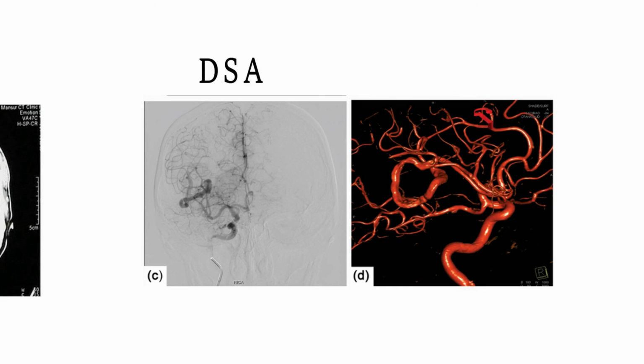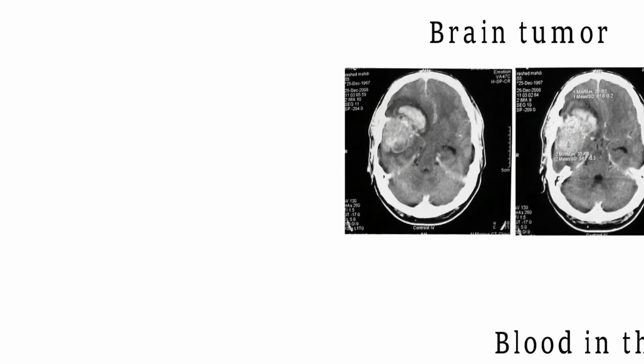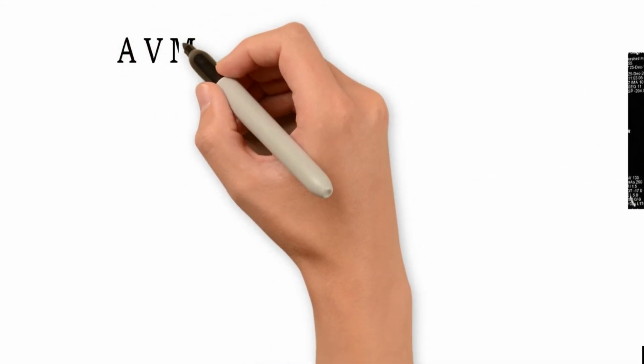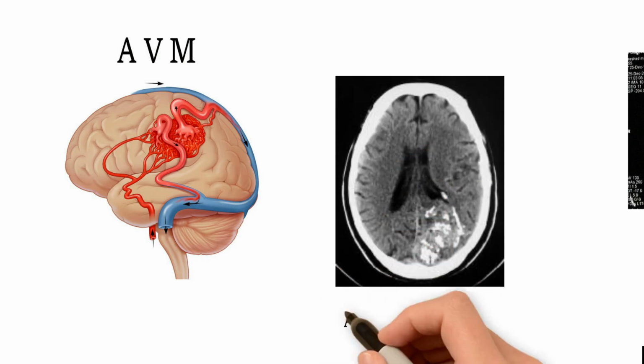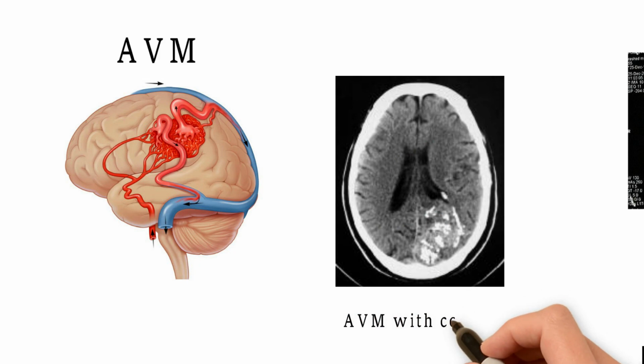Here is an image of a digital subtraction angiogram and a 3D rendering of the CT image of the same vasculature. An arteriovenous malformation, or AVM, is a tangle of blood vessels that links an artery directly to a vein without the intervening capillary system. This places high-pressure blood flow of an artery directly into the low-pressure venous system.